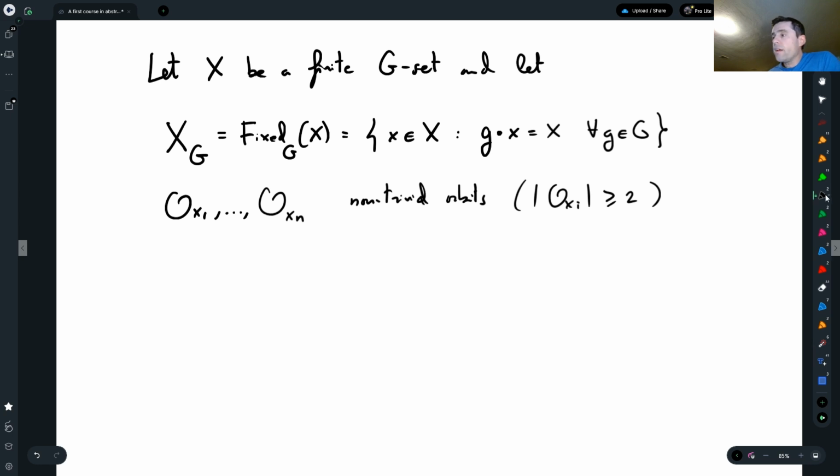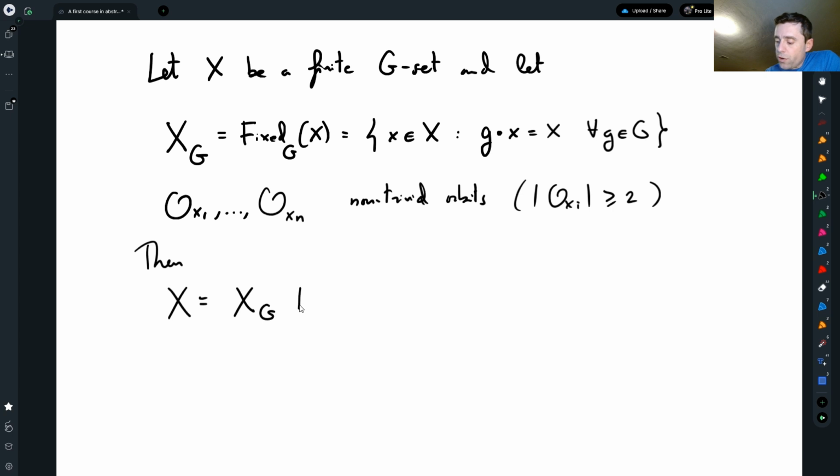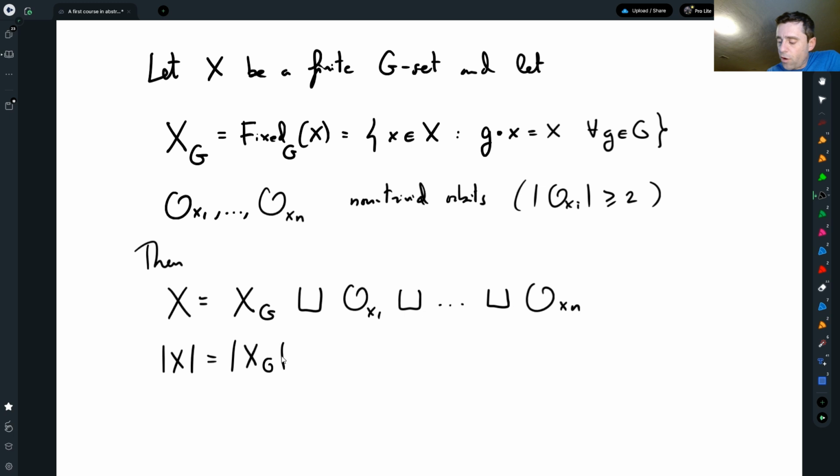Then, because we know that X will be partitioned into all the orbits, we will have that X is X_G union the union of each orbit up to O_{xn}. This is a disjoint union of all these orbits, and therefore the size of X is the size of however many fixed points we have, plus the size of the non-trivial orbits.